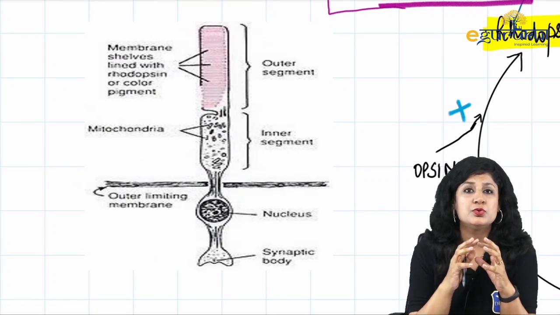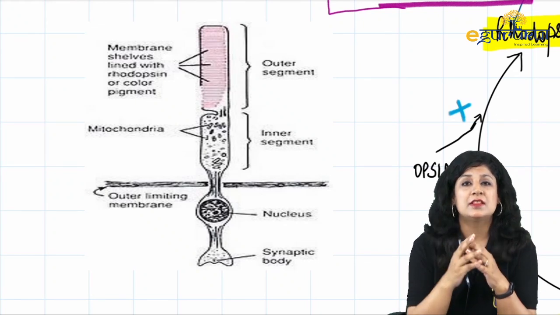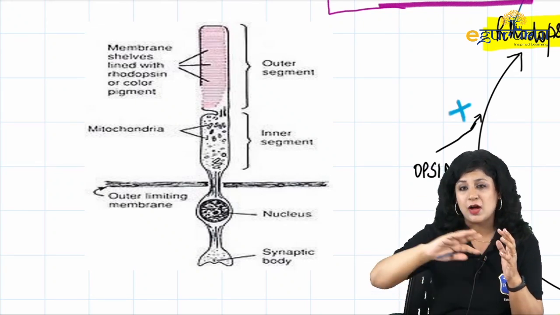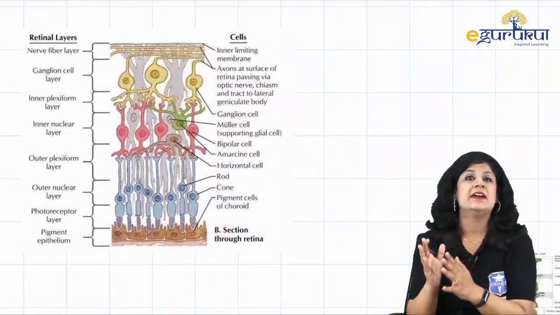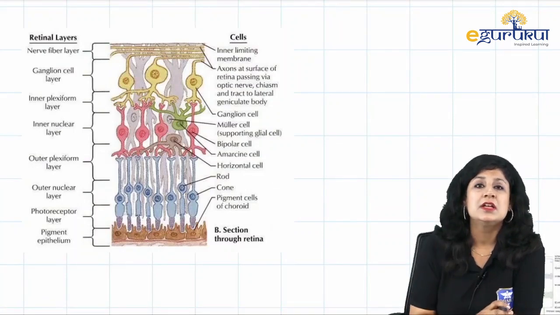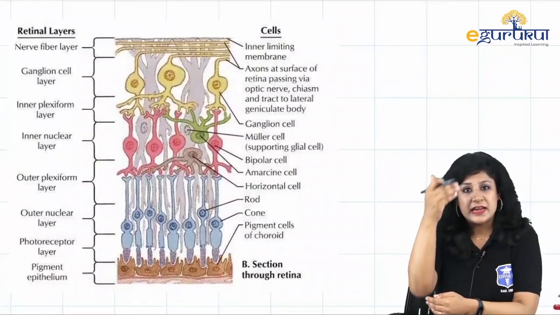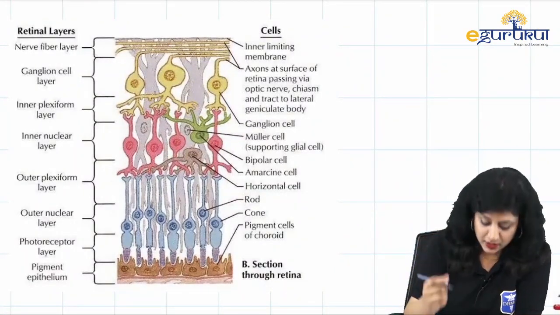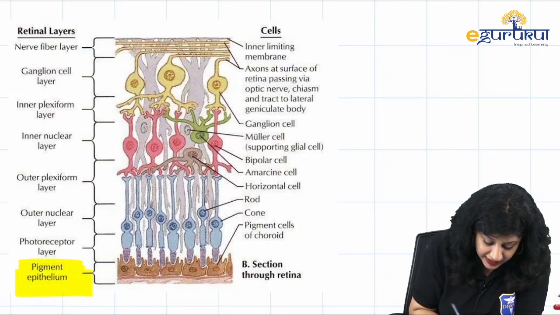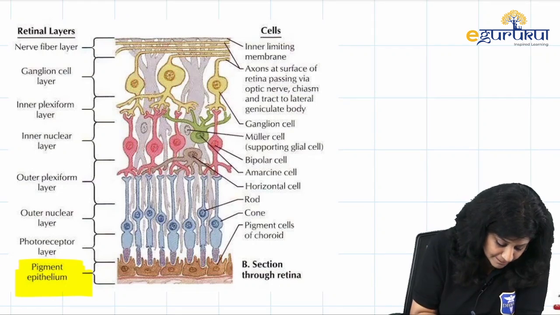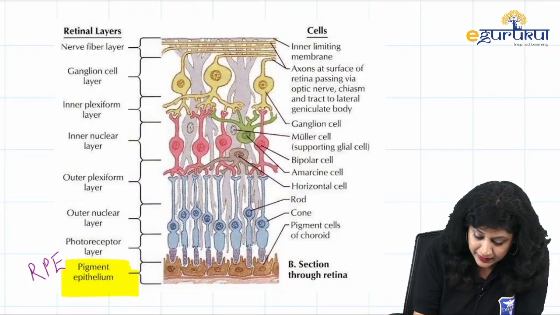When you come to the different layers of the retina, first of all, we have to see how these layers start and how they go. We know that in total we have 10 layers of the retina, right? Now, if you look at the different layers of the retina from the outer side, it starts with the RPE layer.